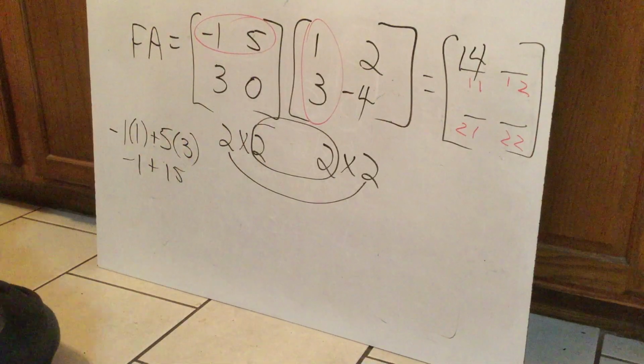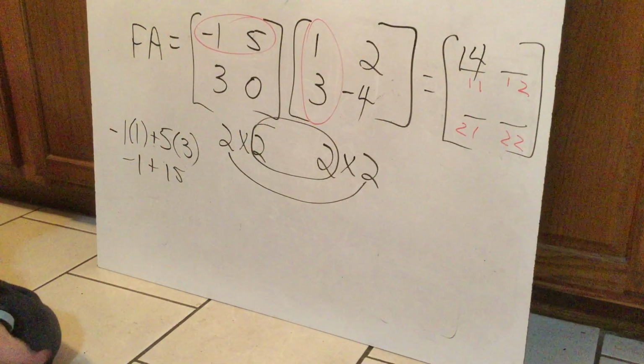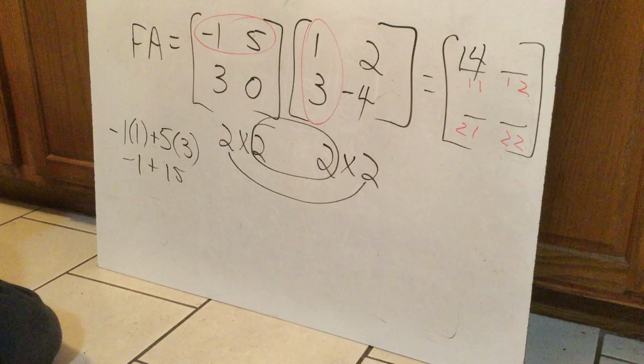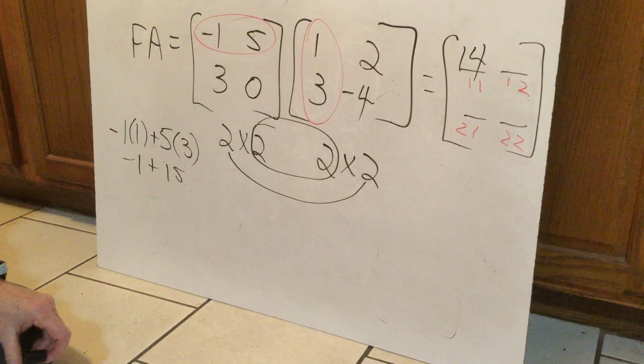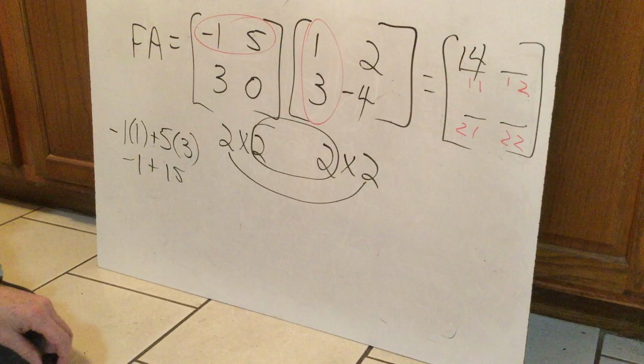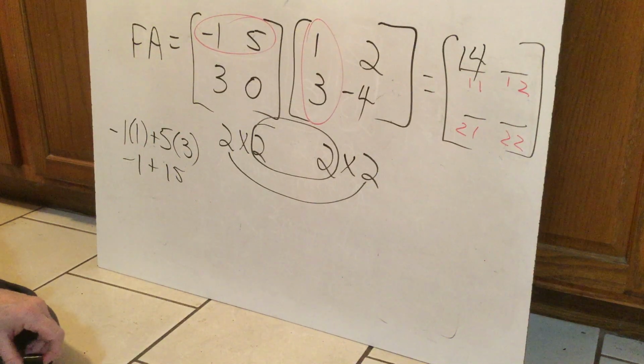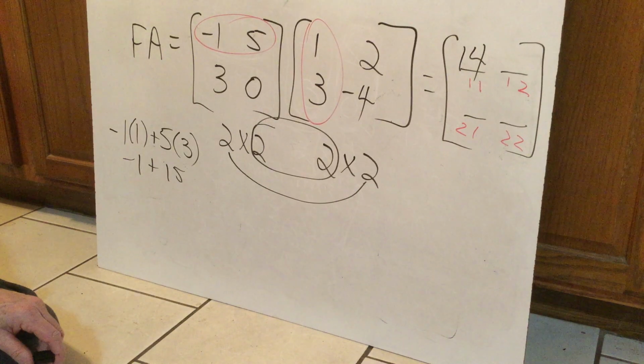Now I erased it, but look at your sheet. Is that the same thing we got when we did AF? This is FA? No. Matrix multiplication is not commutative. Order matters. So we're going to get an entirely different matrix multiplying in this order.